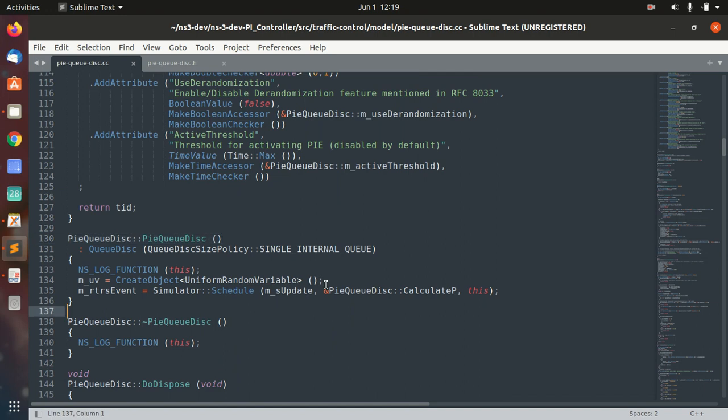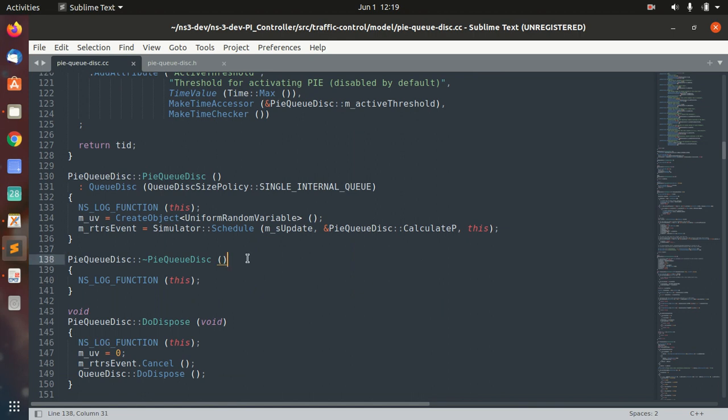It basically creates an object of the uniform random variable. Here we use the uniform random variable because the probability of generating any number is uniformly distributed. It also triggers the timer event, the event that is used to decide the time interval of the probability calculation.